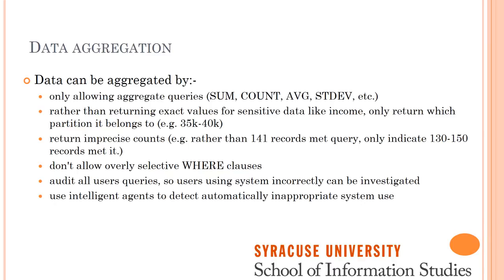In the following slides, we are going to discuss some of the methods to aggregate data. Data can be aggregated by only allowing aggregate queries like sum, count, and average. Another method is, rather than returning exact values for sensitive data like income, only return which partition it belongs to, say 35K to 40K. Another way is to return imprecise counts. For example, rather than saying 141 records met the query, we can only indicate that there were between 130 to 150 records that it met.